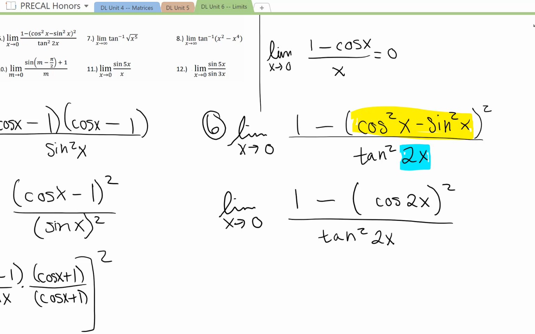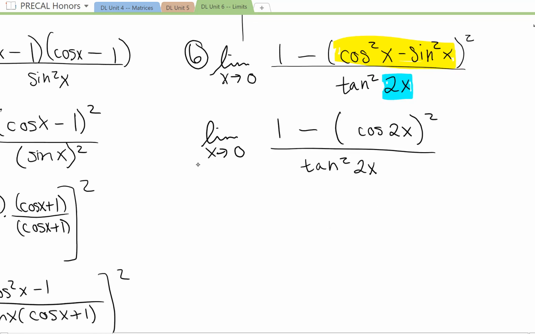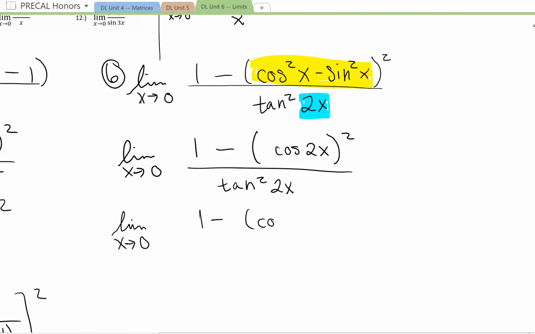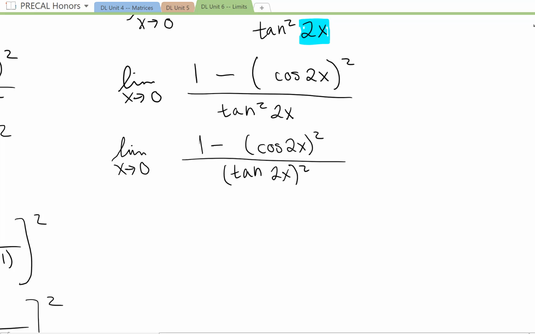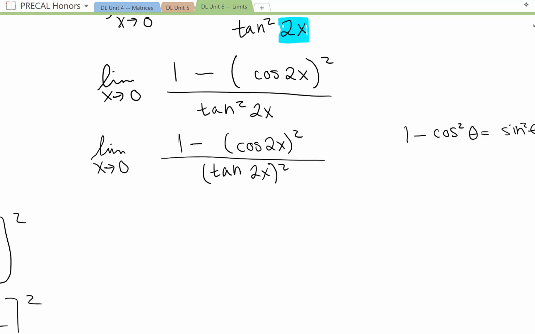The tangent really kind of throws you off. It's like, that doesn't look like any of the special forms we were given. So let's continue working with it algebraically. What if we can get it to not be a fraction at all, or to reduce the fraction? 1 minus cosine 2x squared over tangent of 2x, all of it squared. I'm just going to write it like that, so I like it to look similar.